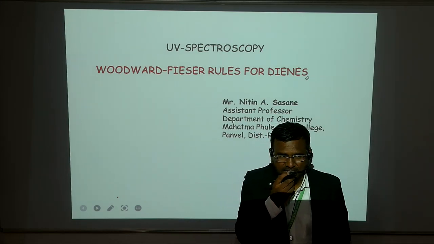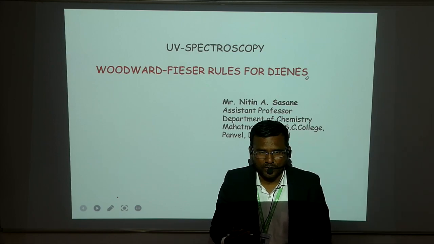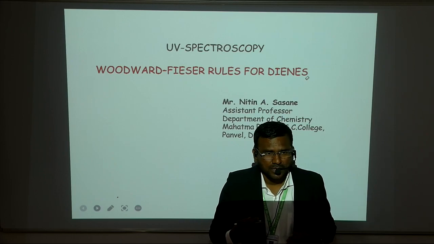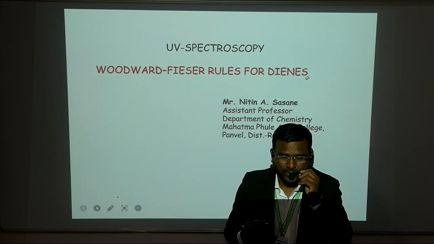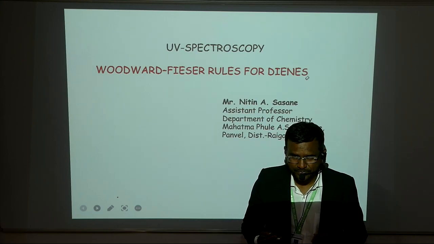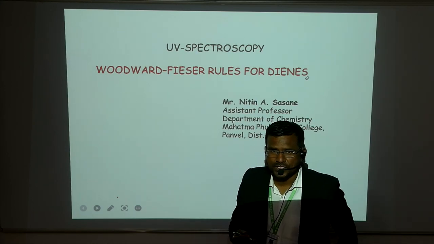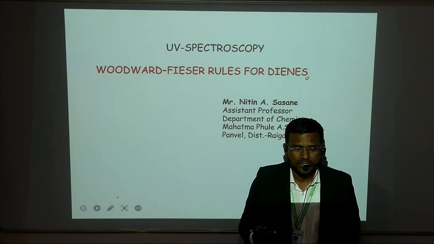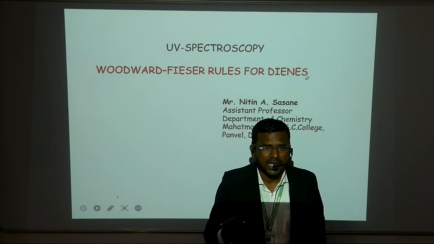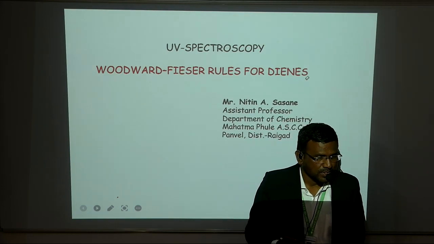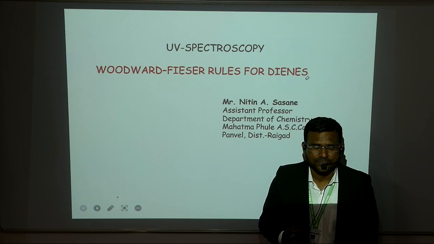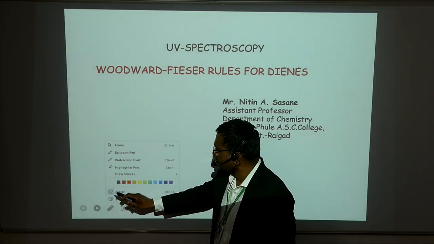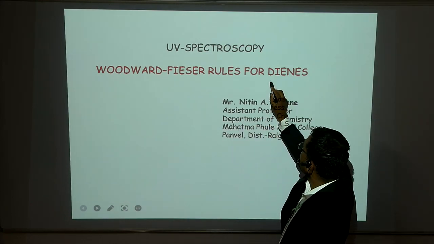Today we are discussing one of the important topics of ultraviolet spectroscopy, and the name of the topic is the calculation of wavelength by using the Woodward-Fieser rule. Basically, Woodward and Fieser are the two scientists who gave the rule to calculate the maximum wavelength for two components, basically dienes and dienophiles. Okay. So today we are going to discuss the Woodward-Fieser rule to calculate wavelength for the diene system. Okay.